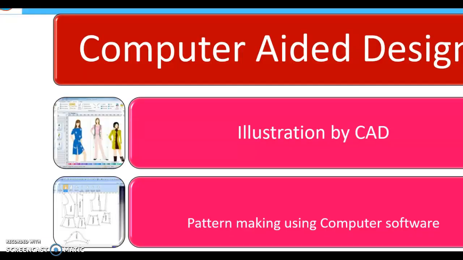The next module is computer aided designing. It covers the computer software which is used for designing fashion illustrations and which is also used in the industry to manufacture garments, like pattern making and the cutting process. So in the computer aided designing module, we are giving practice on illustration by CAD and also pattern making.